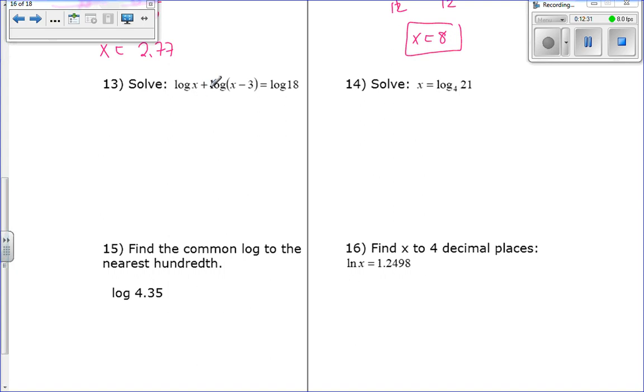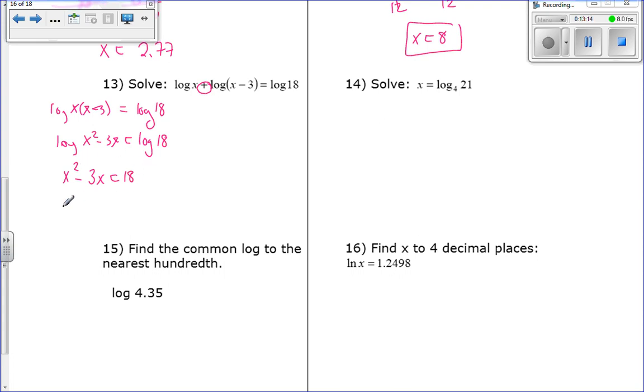Alright, for number 13, we still have a log with an addition, which means I have to do the product. It's a log of x times x minus 3 equals the log of 18. Well, I need to distribute. So the log of x squared minus 3x equals the log of 18. I have two logs equal to each other, so set the arguments equal to each other. x squared minus 3x equals 18.